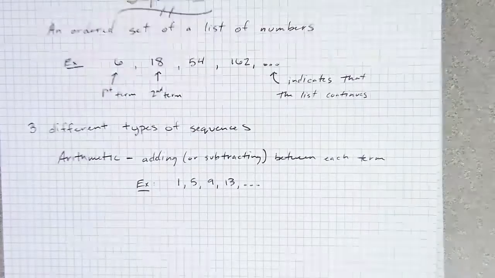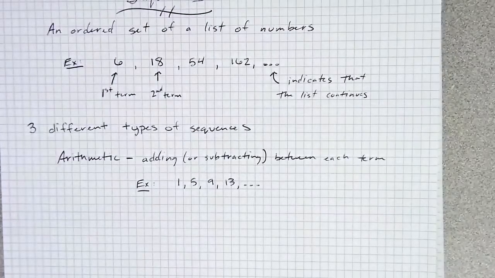Alright, so we have 1, 5, 9, 13. We're adding 4 between each term. So that'd be considered arithmetic.